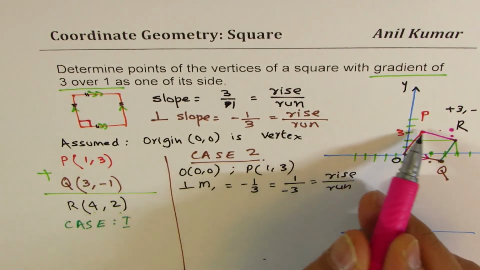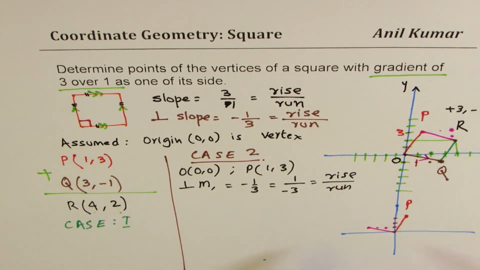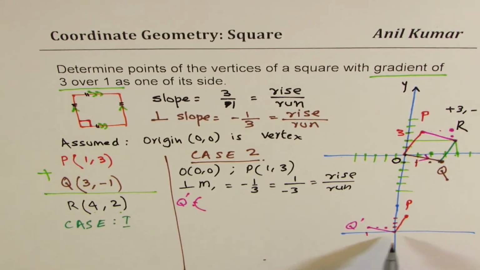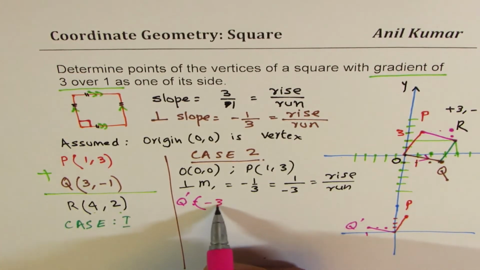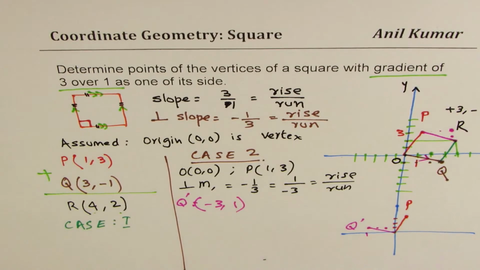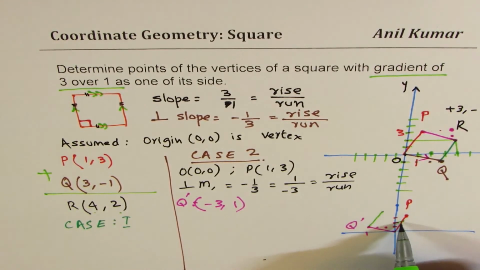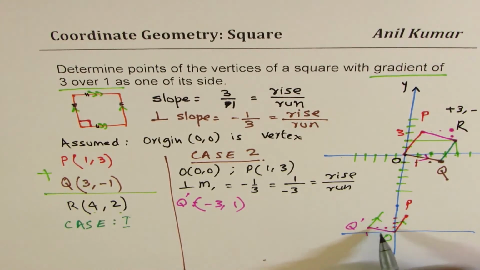So we could form a square on this side also, right? So we get a point, let me call this Q dash. So Q dash in this case is, we landed 3 units left and 1 up. So that is Q dash. And now to get R dash, what am I supposed to do? So from here, I have to go parallel to OP, right? So parallel to OP means from here, I move 3 up and 1 right. 3 up and 1 right, correct?